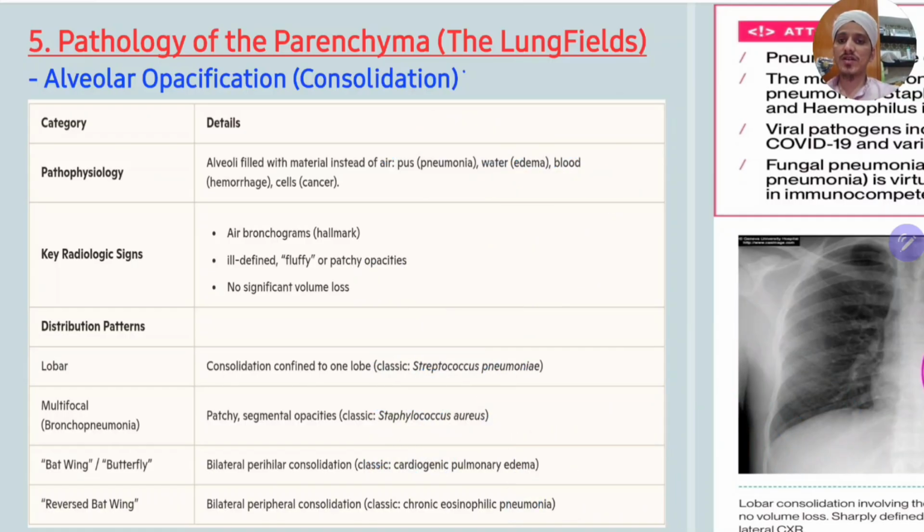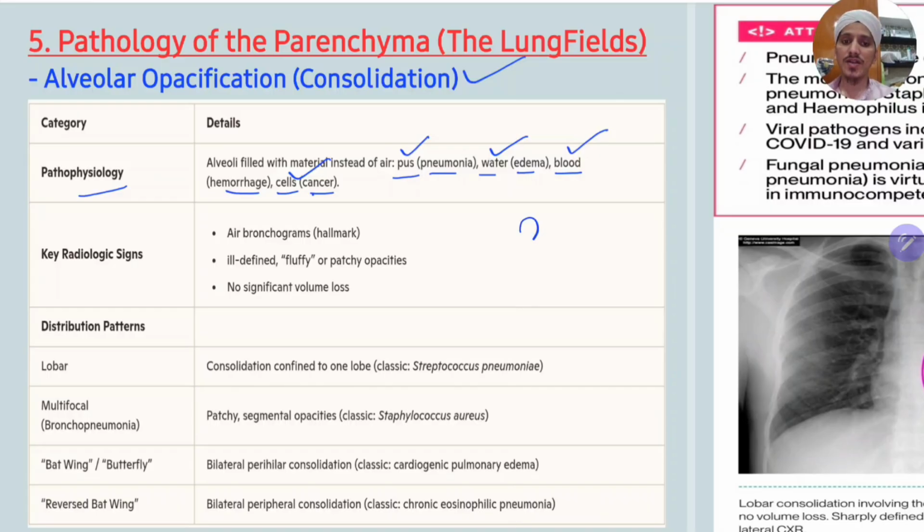First, we will discuss alveolar opacification, nothing but consolidation of the lung. What is the pathophysiology here? The alveoli are normally filled with air, but in consolidation, instead of air, the alveoli are filled with either pus, for example in pneumonia, or water, for example in edema, or blood, for example in hemorrhage, or cells, for example in cancer. So replacement of the air with other material like pus, water, blood, or cells causes consolidation of the lungs.